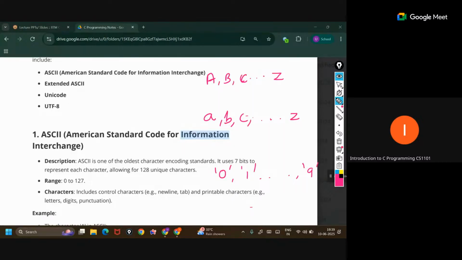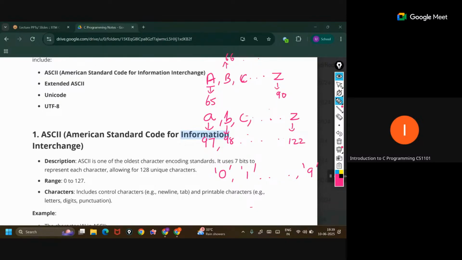For the uppercase letters, we have the values 65 till 90. So A is 65 and B is 66. Similarly, it goes on till 90. And for lowercase a, it starts from 97 and b is 98. Similarly, it goes till 122.